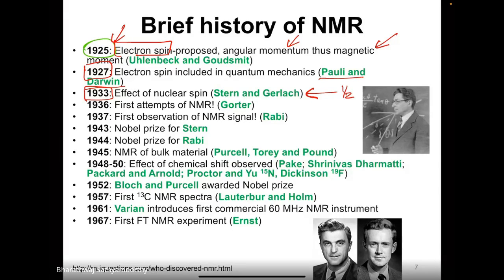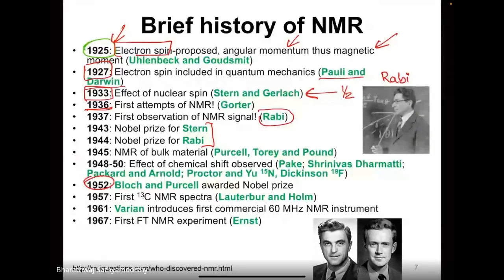And following that, many people started to attempt to observe whether a nuclear spin could also be seen. In fact, it was Rabi, who you see right here, who was the first person to actually observe an NMR signal. Following that, there was a lot of recognition given for the nuclear spin. People then put a lot of effort into trying to understand whether the nuclear spin could be exploited, and it was actually not until 1952.